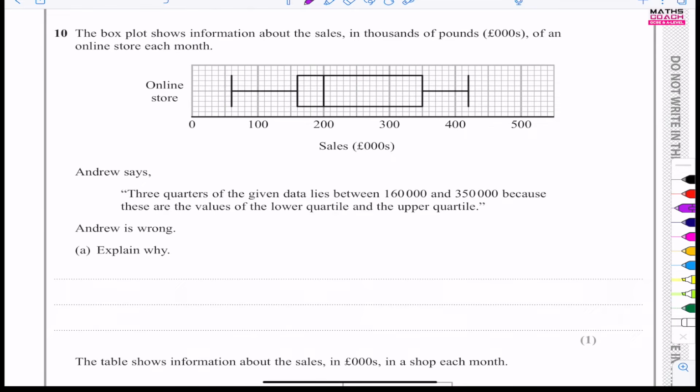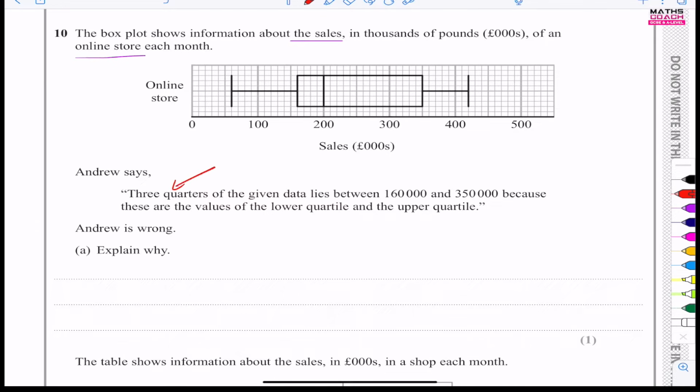Question 10, you've been given a box plot showing the information about the sales in an online store each month. Andrew says 3/4 of the given data lies between 160 and 350,000, because these are the values of the lower quartile and the upper quartile.